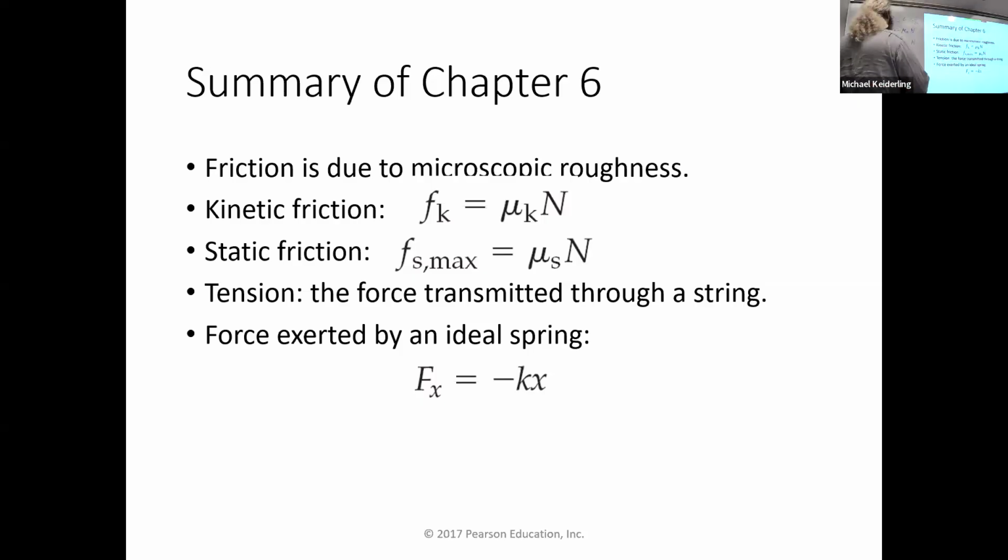For an ideal spring, the force of the spring is minus kx. The minus sign is there because the force points opposite the displacement. You pull a string one way, the force is going to push in the opposite direction.